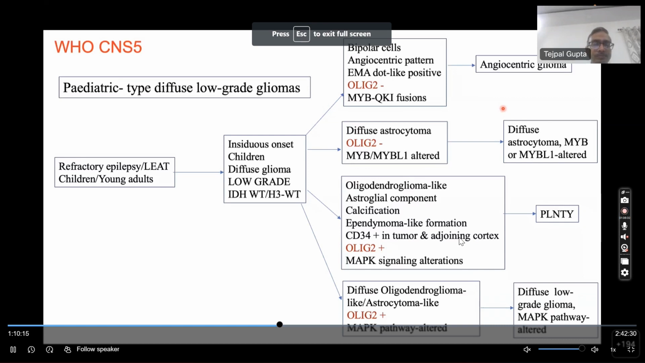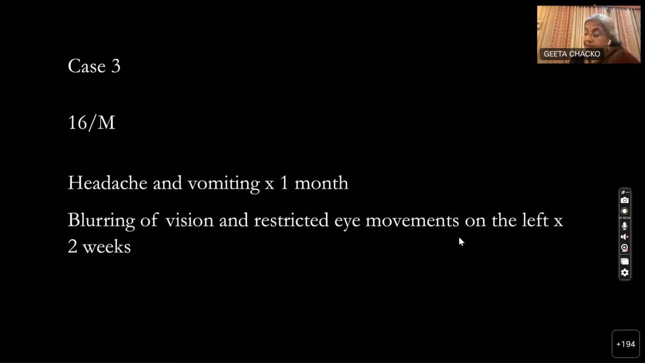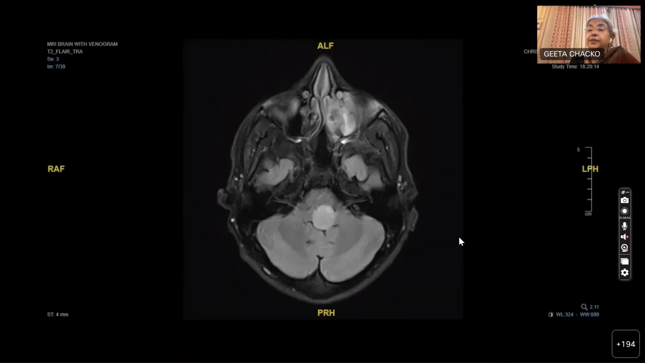Thanks. So we'll go on to the next case, and this is with Burjir. Yes, ma'am. Ma'am, we have case third, a 16-year-old male, with headache and vomiting for 1 month, and blurring of vision and restricted eye movements on the left for 2 weeks. So it's a short history, correct? Yes, ma'am. It's a short history.